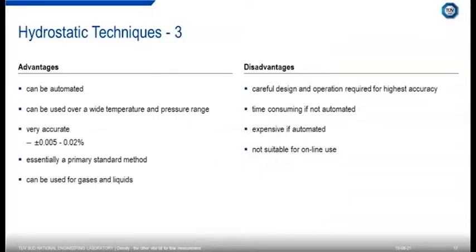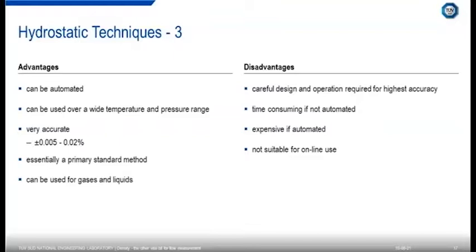And hydrostatic weighing techniques have a number of advantages. In particular, they can be automated. They can also be used over a wide temperature and pressure range, particularly if you use something like an electromagnetic coupling system. They are very accurate, potentially 0.005% or possibly better to 0.02% across extended temperature and pressure ranges. And they're essentially a primary standard method. Plus, they can be used for both gases and liquids.